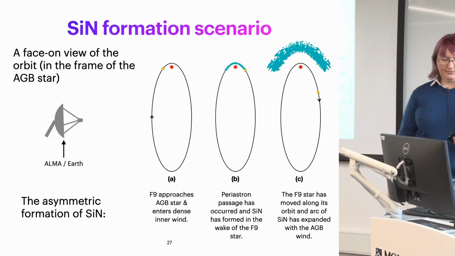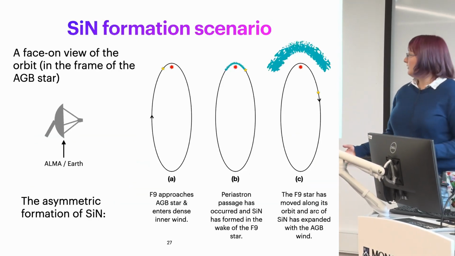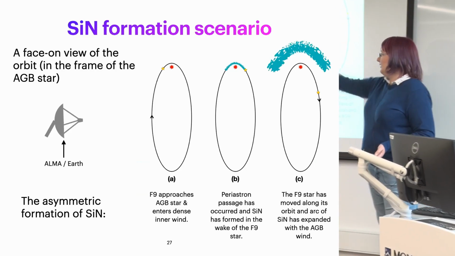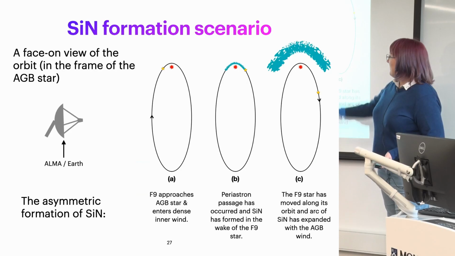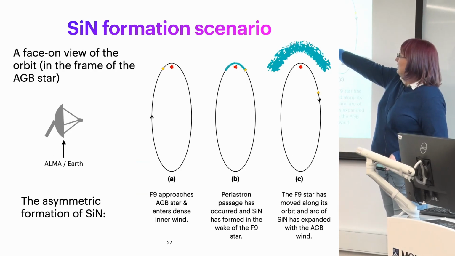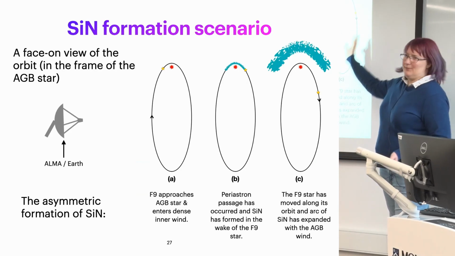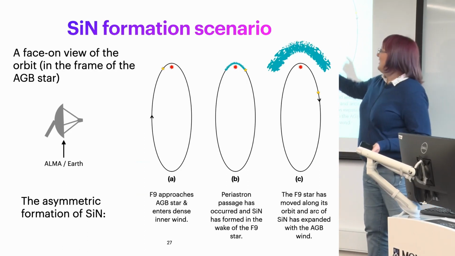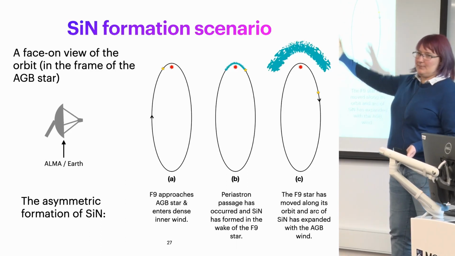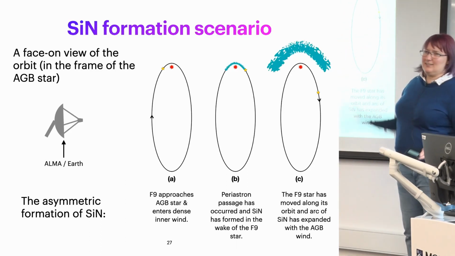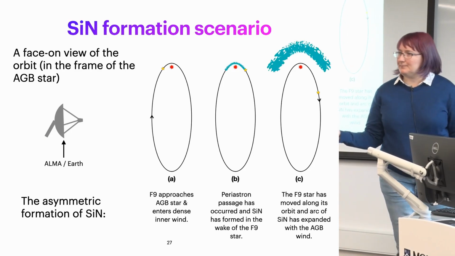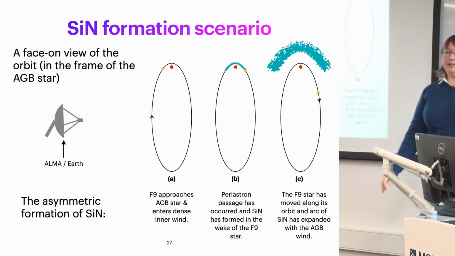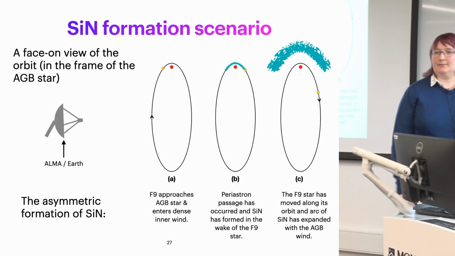So to illustrate the scenario here, we're observing the system edge on to the orbital plane. So there's the telescope over there. We have the F9 star. This is, of course, in the frame of reference of the AGB star because that's just easier. The F9 star approaches the AGB star. As it goes past, it causes a bunch of UV-driven chemistry. Keeps going. The molecules that have been created just continue expanding outward with the circumstellar envelope.